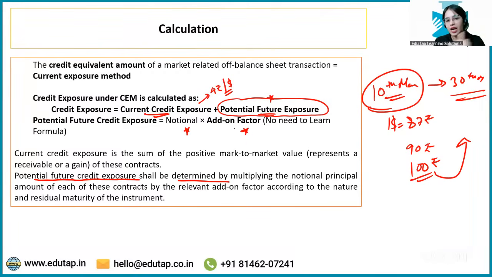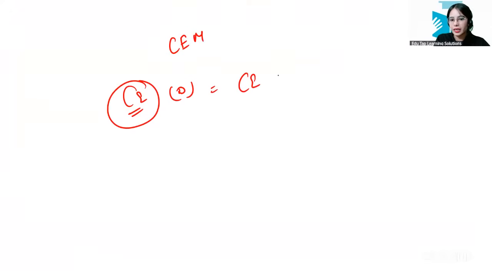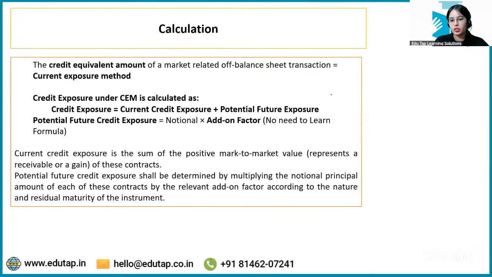Potential future credit exposure shall be determined by taking the notional value of the contract multiplied by the add-on factor. The add-on factor is the value that is given by RBI. So if you want to see the exposure for the derivatives, we take the current exposure method, where we see the current credit exposure plus the potential exposure in the future. Any confusion?